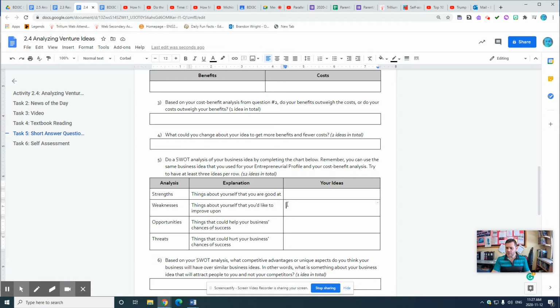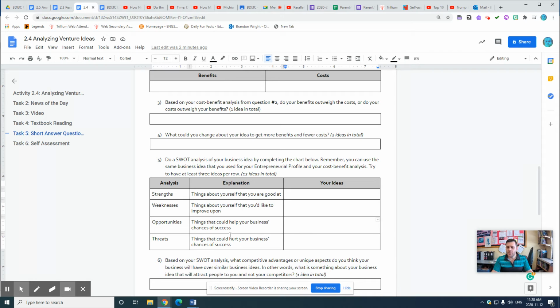And then what are 3 things that you'd like to be better at? Maybe talking to people, talking to strangers especially could be one. Or if you're not good at math or writing, just tell me 3 things that you'd like to be better at. What are 3 things that could help your business's chance of success? It could be having a website, having people who are experienced in business. Maybe you have a friend or a relative who has worked for a business or owns a business themselves.